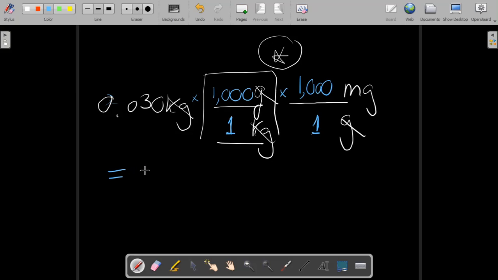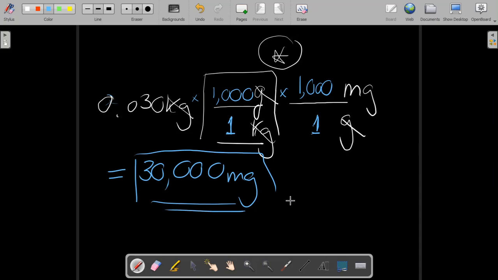But if you put it in your calculator, you'll see that in 0.030 kilograms, you have 30,000 milligrams. And this is your answer. This is the answer you should be getting.